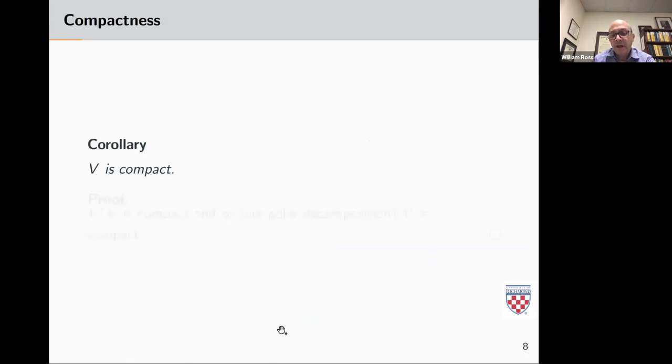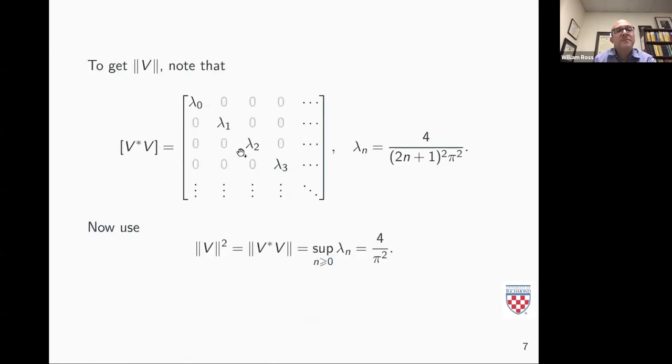Now for the norm, notice that for V star V, I have this nice diagonal operator. A second fact about diagonal operators is that the norm is equal to the supremum of the absolute values of the diagonal entries. So for the norm of V squared, I used the C star algebra identity for norms of operators. Then you're computing the norm of this diagonal operator and then take square roots and you're done.